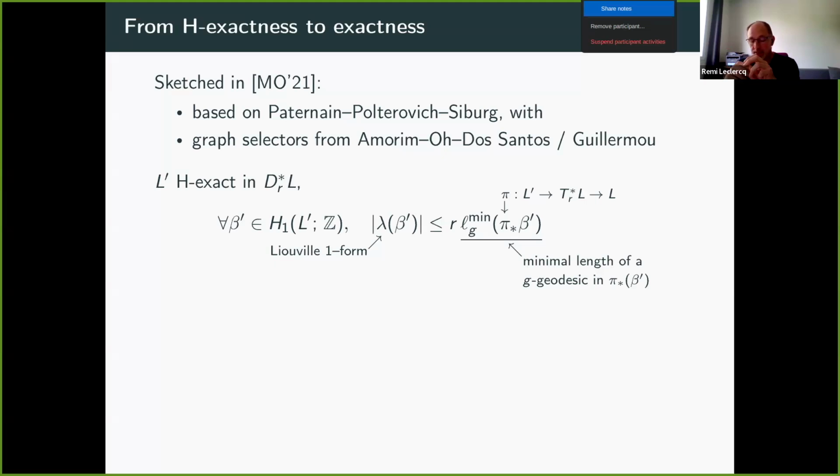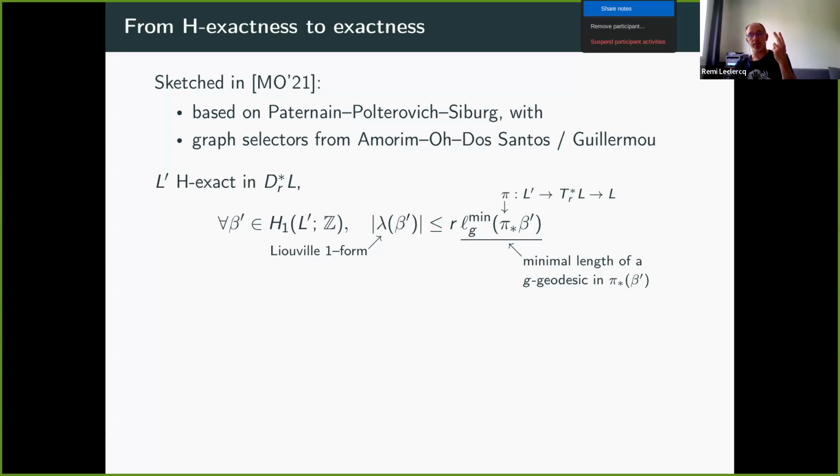All you need is for your Lagrangian L prime to be, I don't remember exactly, but that there exists a symplectic isotopy. So you're in the cotangent bundle, right? So there exists a symplectic isotopy which preserves the fibers and which sends this L prime to some other Lagrangian, which is going to be exact and admits graph selectors.